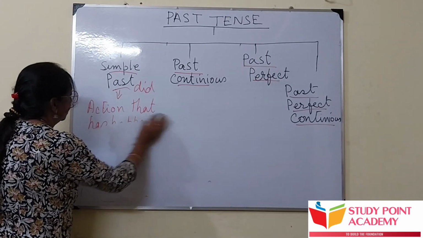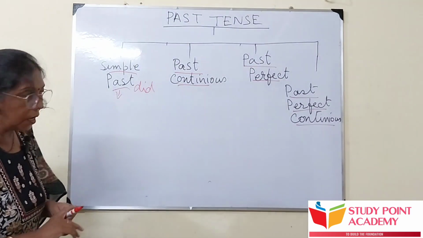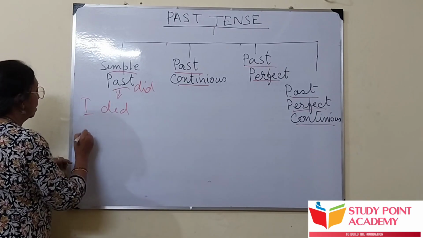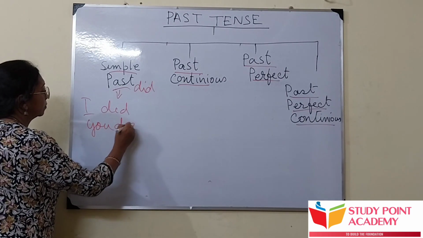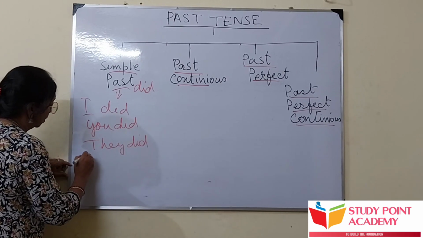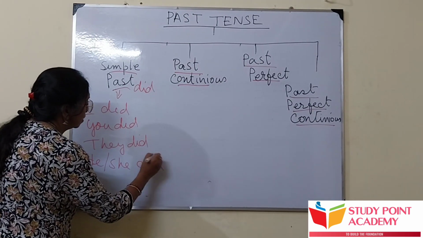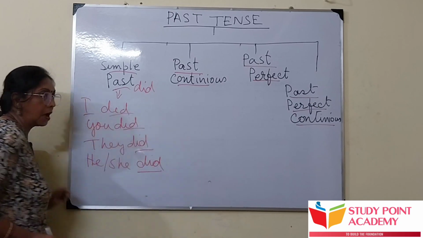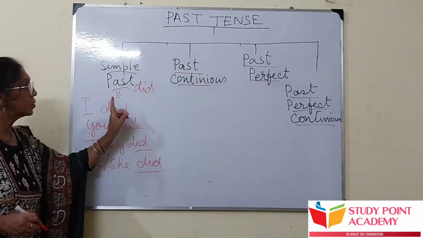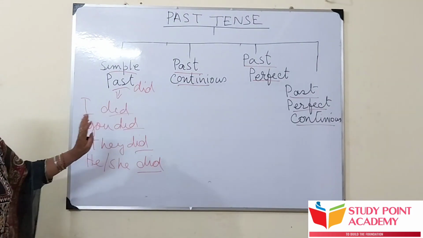Now in past tense there is no question of third person singular, first person or second person. I did, you did, they did, he or she also did. There is no change in the third person singular form. So simple past is the action that has finished in the past.